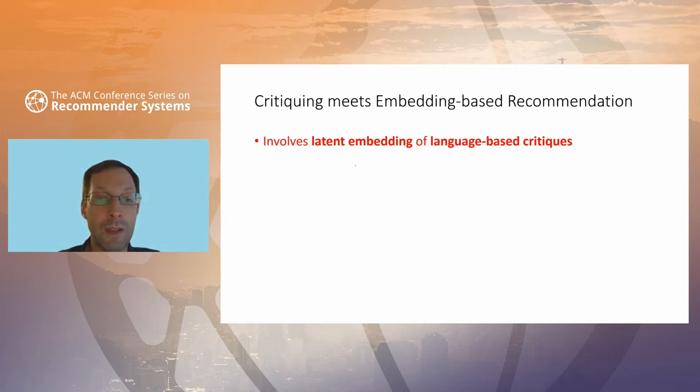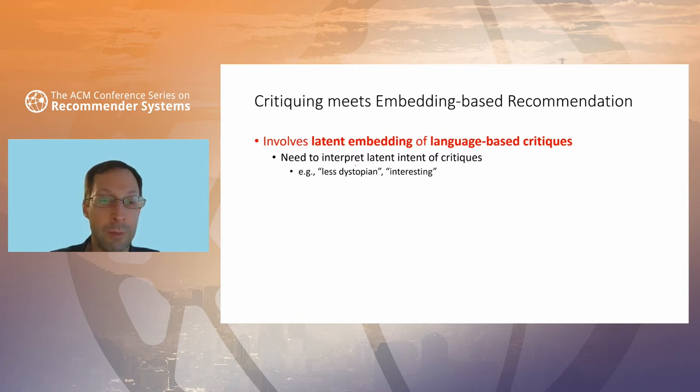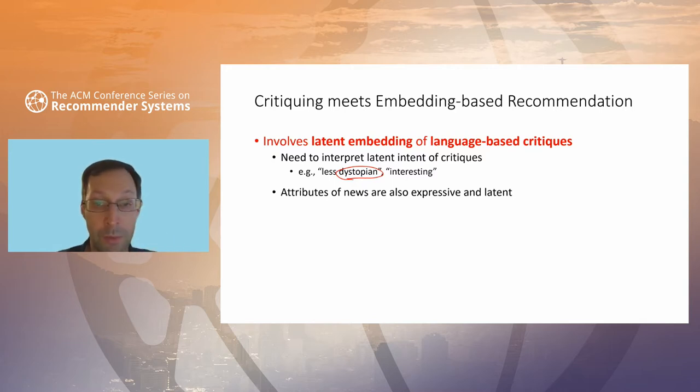Modern machine learning with language uses embeddings. You need to interpret the latent intent of the critiques, for example, less dystopian, what does that really mean? And also the attributes of news are expressed in latent form. Reuters probably is not going to label news as unusual, at least I haven't seen that label from Reuters. So these traits can be inferred from the language, from the text, but they're not always explicit. And word embeddings help you with that.